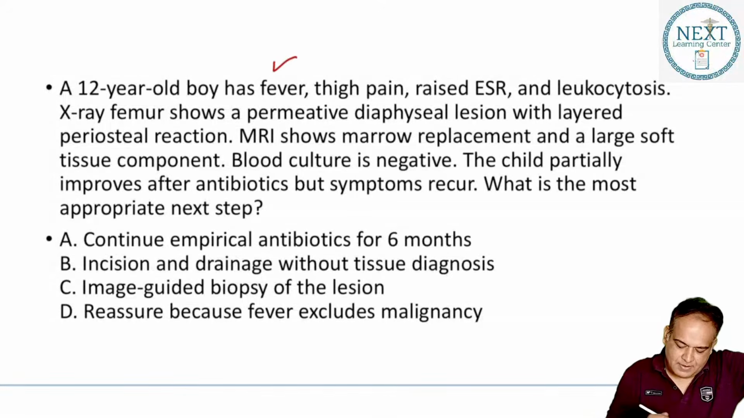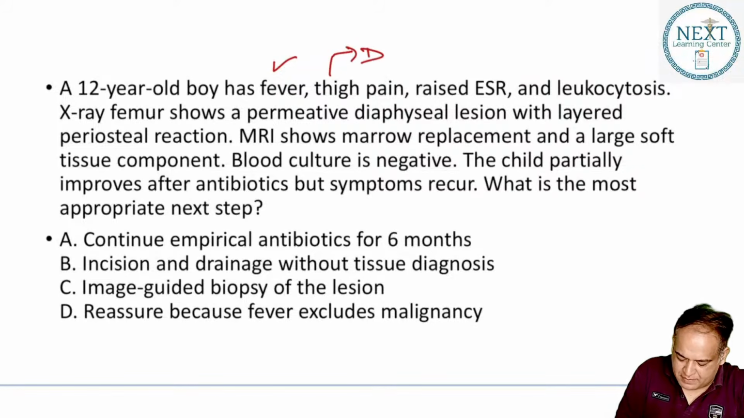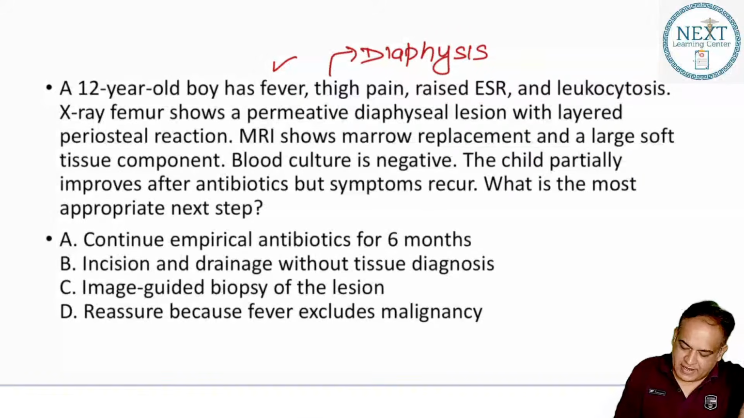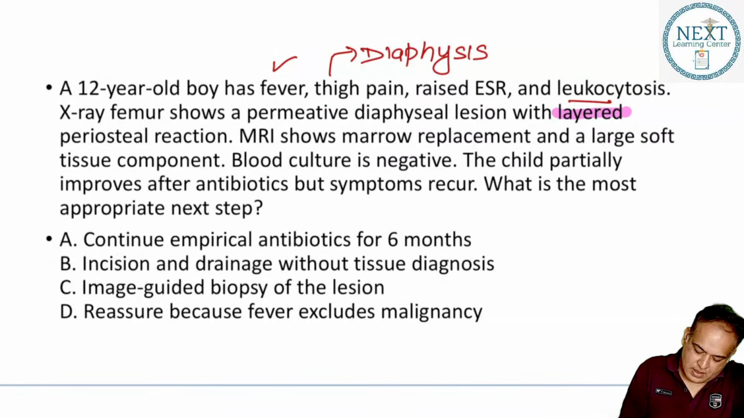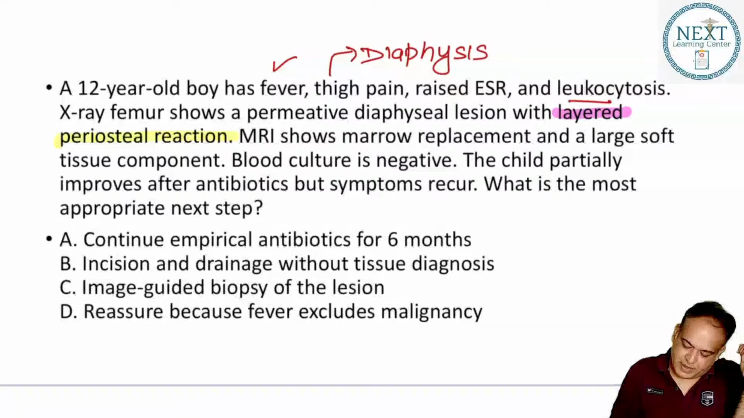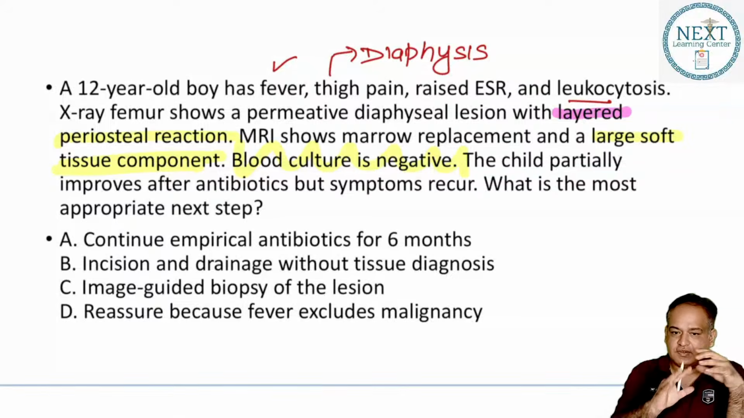Yes. No fever. Thigh pain. When we say thigh, that means we are talking about diaphysis. Raised ESR and leukocytosis. Permeative means inserting. Diaphysis with layered periosteal reaction. MRI shows marrow replacement and large soft tissue component. Blood culture is negative. Child partially improves. So this is just to confuse you.